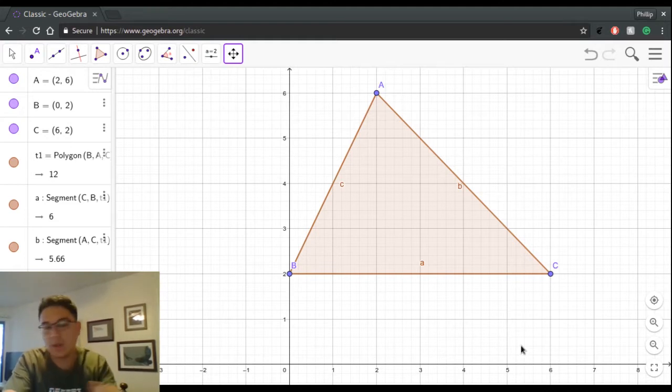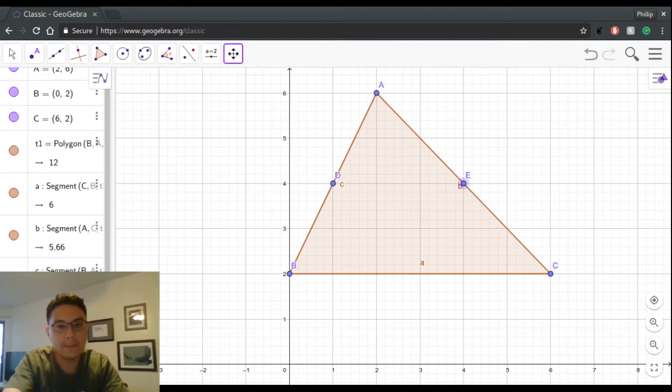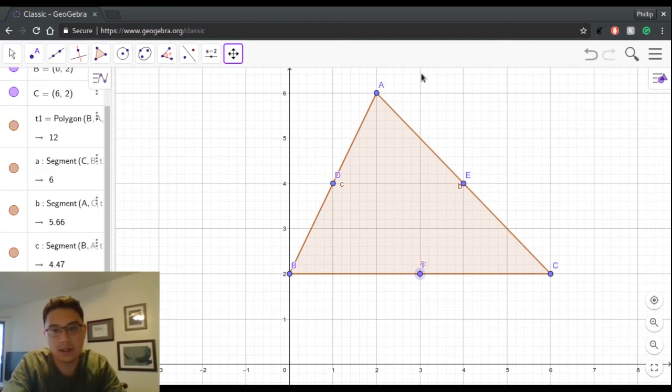Let's take a look at the midpoints. So we have a midpoint at 1, 4. Let's type that in. So we have 1, 4. This is our point C. That looks to be right in the middle of segment AB, so that one looks good. Our next point was at 4, 4. Okay, that's this point E right here in the middle of this segment AC. And then our last midpoint was at 3, 2, which is right there in the middle.